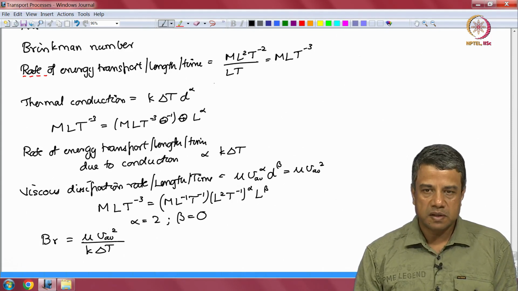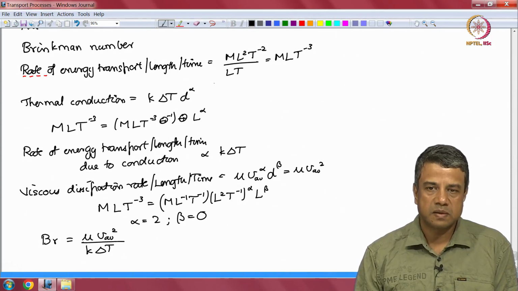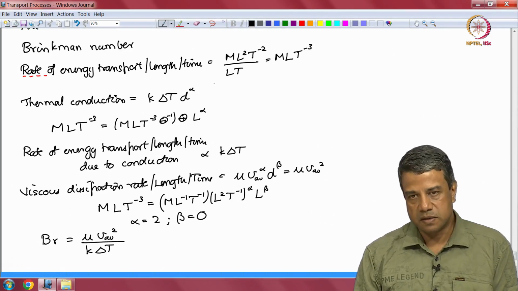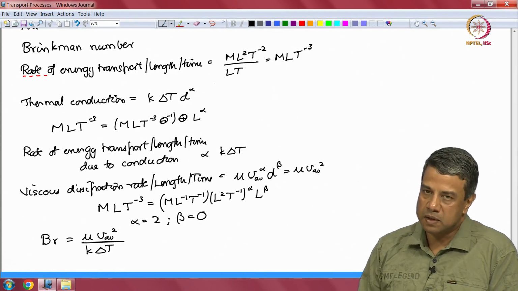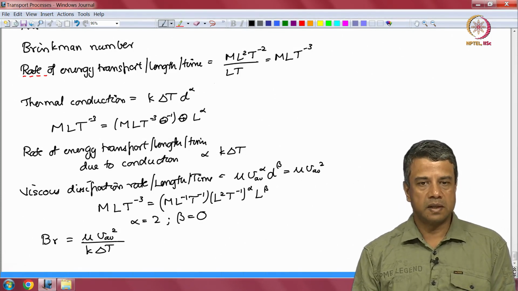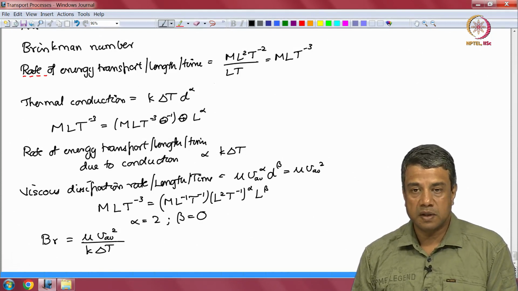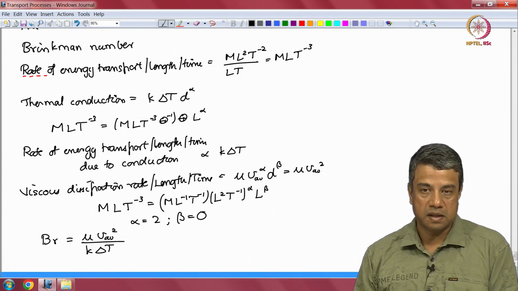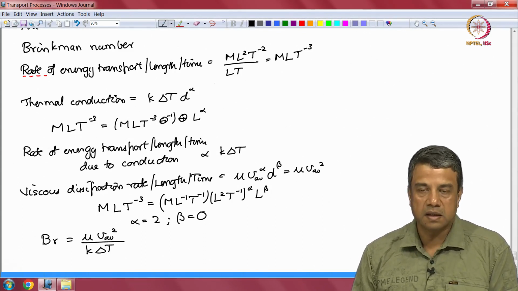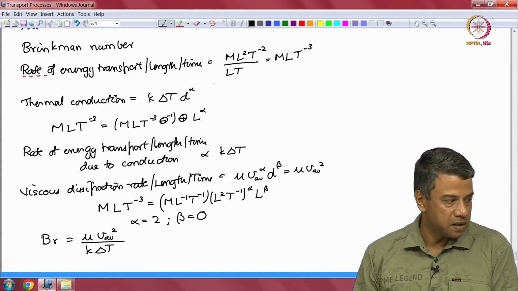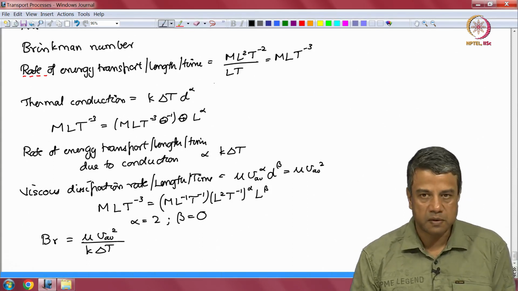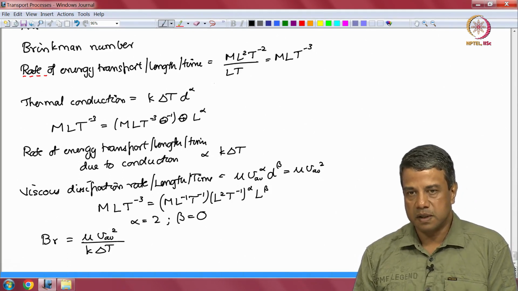When this Brinkman number is small, the viscous dissipation is much smaller than thermal conduction. So, we can assume that mechanical and heat energy are different dimensions because there is no interconversion between mechanical and thermal energy. When the Brinkman number is comparable to 1, when it is significant, then there is interconversion, and the Nusselt number in that case will depend upon the Brinkman number as well, in addition to the Reynolds and Prandtl numbers and the length ratio. It has to be included in the correlation.